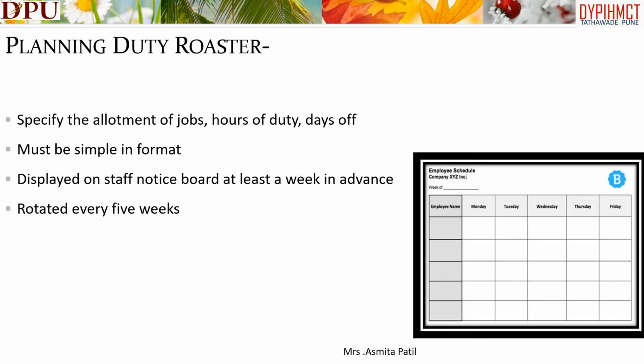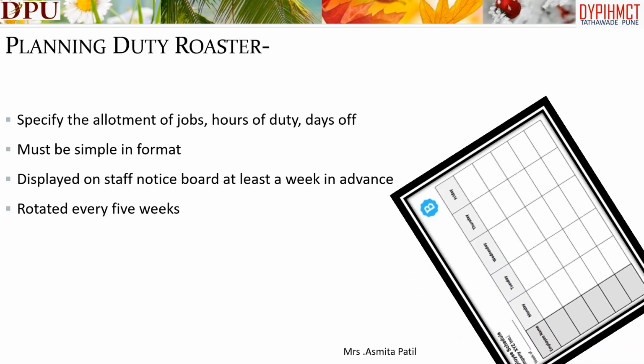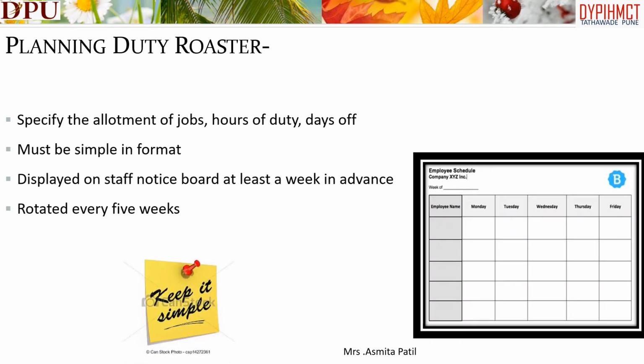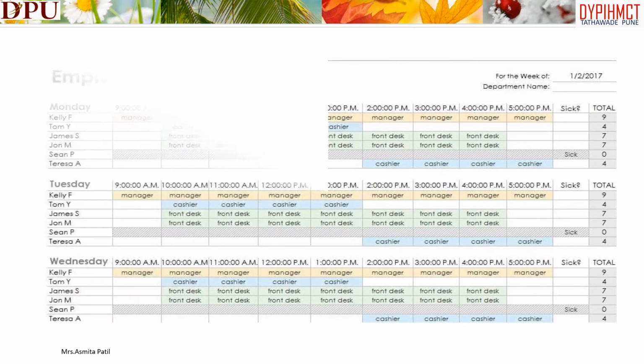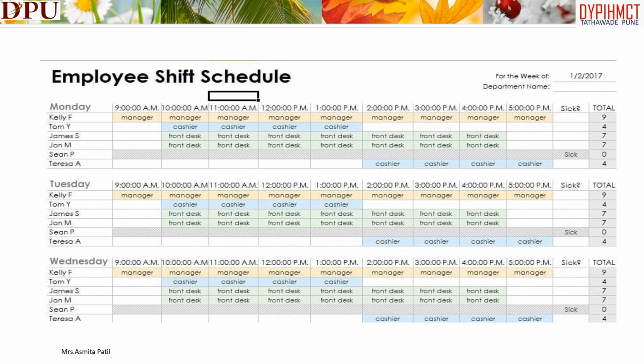Planning duty roster. Duty rosters specify the allotment of jobs, hours of duty, and days off for each member of this staff. To make for an even share of duties, the roster should be rotated every 5 weeks. Duty rosters must be simple in format, easy to interpret, clearly written, and displayed on the staff notice board at least a week in advance. Here you can see a sample of a duty roster.